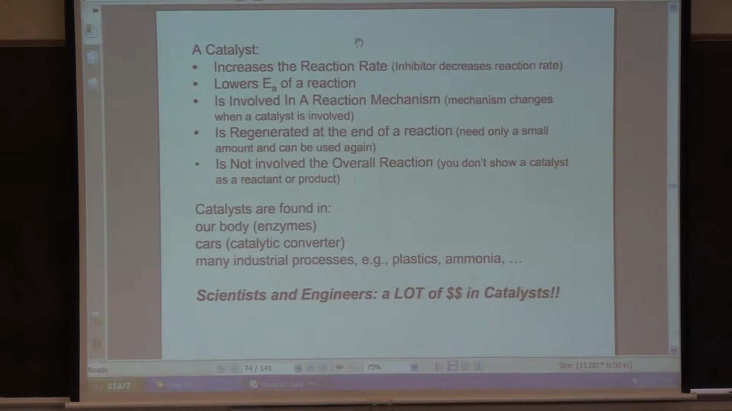And then the catalyst is not involved in the overall reaction. So in other words, when you look at the overall reaction, you don't show the catalyst as a reactant or product in that reaction. Okay, so catalysts are found in our body. Those are called enzymes. The catalytic converter in our car is a catalyst. And then it's also found in many industrial processes. For example, to make plastics, a catalyst is involved. To make ammonia, the Haber process is involved. Practically every industrial process to make some chemical involves some sort of catalyst.